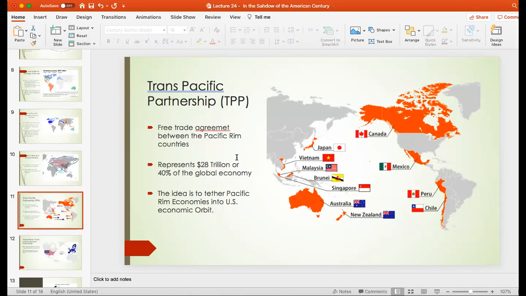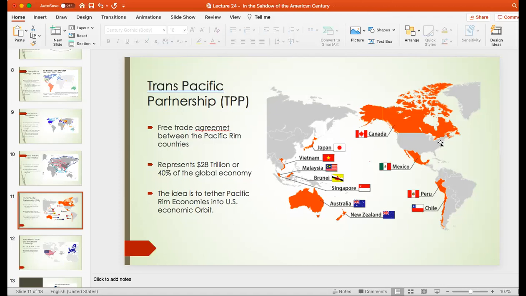It represents $28 trillion or 40% of the global economy. The idea is to tether Pacific Rim economies to the US economic orbit and away from China's economic orbit. That's one thing Trump didn't understand about it. Now, it's a double-edged sword, right? Because the labor historian in me is thinking, well, this will be a real big problem, because what's going to happen to labor standards, right? Is this just going to be another means for the offshoring of American jobs? Probably, in some respect, right?